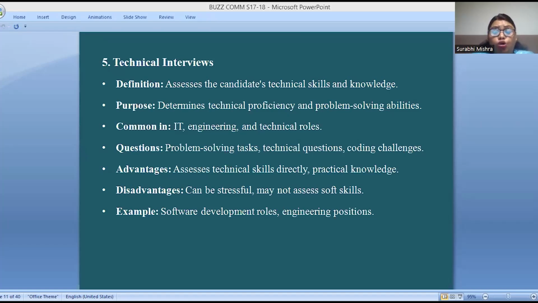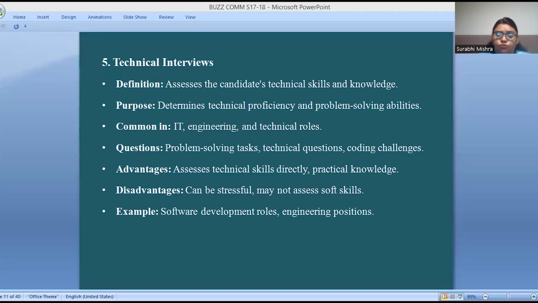Next is the advantages of technical interviews. When we talk about the advantages, it includes that it assesses our technical skills directly, and practical knowledge is also evaluated. The disadvantage can be that it can be stressful and may not assess soft skills. As we are talking only about technical skills, we are keeping only the technical skills into consideration. The soft skills may not be focused on more, right? So it can be a disadvantage over here. And as it is totally about technicalities and technical knowledge, it can be stressful for an individual as well, right? Next, here we can take the example of software development roles and engineering positions, where technical knowledge is required.